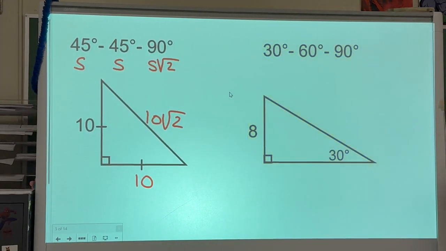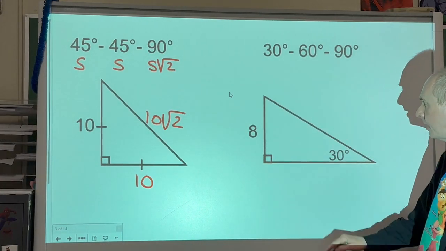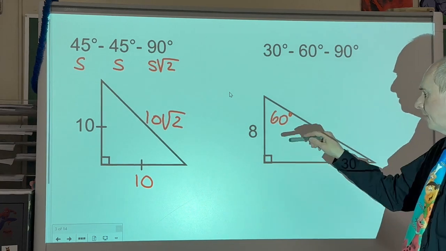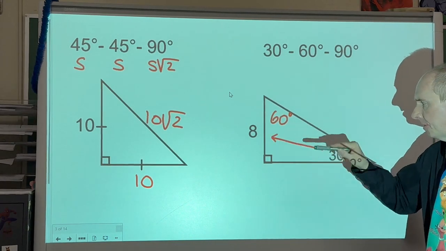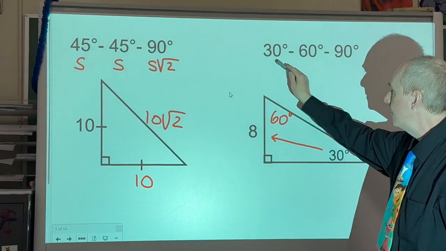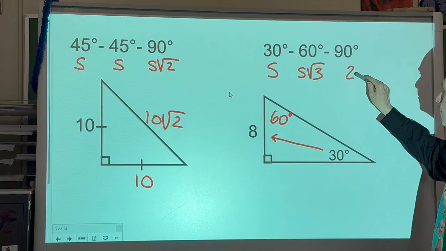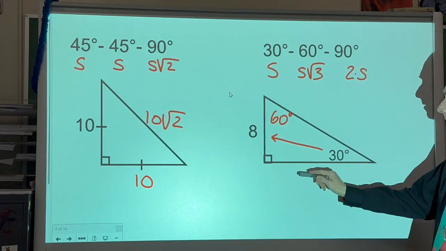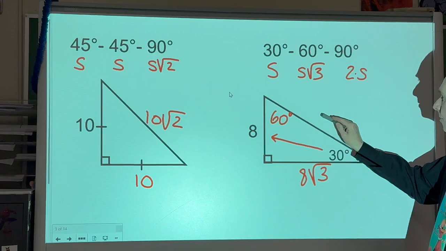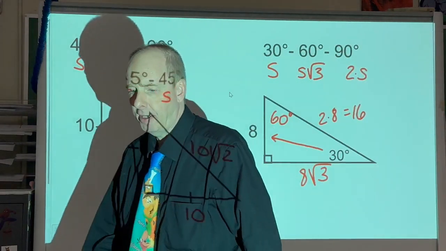Then we've got 30, 60, 90s. If this is 30 and that's 90, because it adds up to 180, this must be 60. You figure out which one's the short side. Short side is always across from the shortest, smallest angle. So the short side is 8. Short side, short side radical 3, 2 times the short side. 2 times the short side is 16.